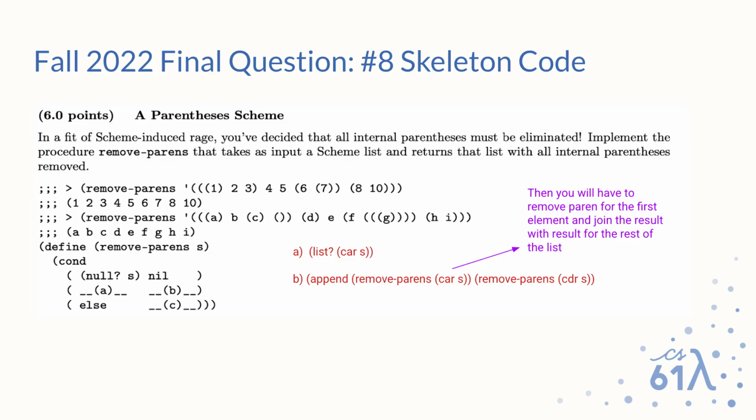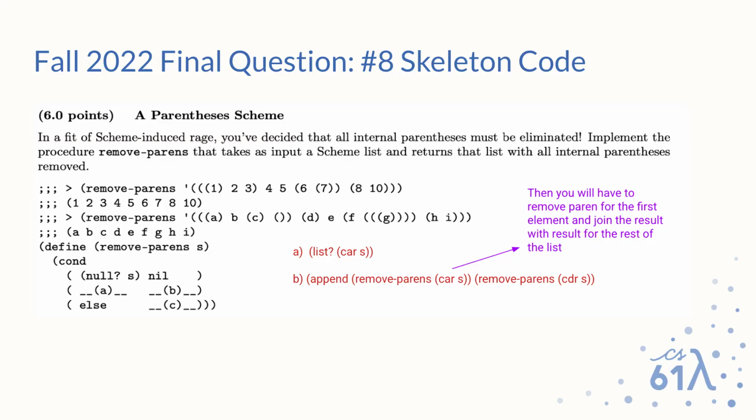Why is it necessary to do remove parents on car? Yeah. So if we're looking at this first case, this is a really good one to understand. If you have car S here, we still don't know if the inside of car S is a valid, non-nested list. So in this case, since this is nested, we still want to look at car S and see if there are any more nested items to get rid of. Does that make sense?